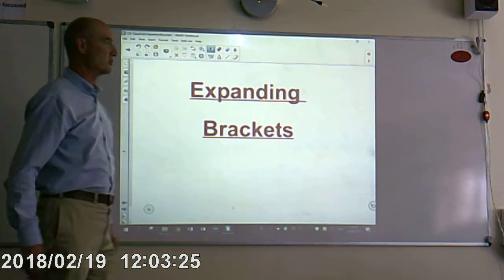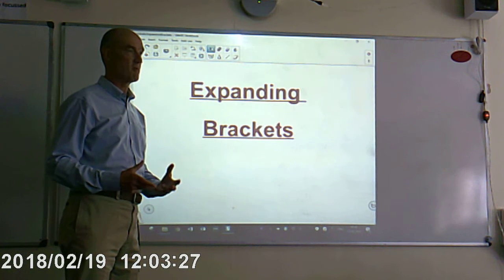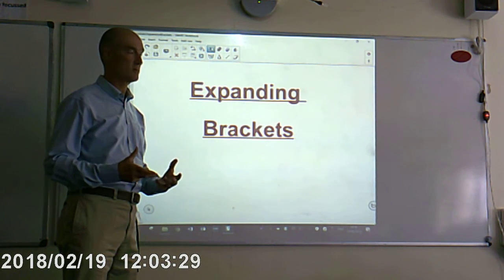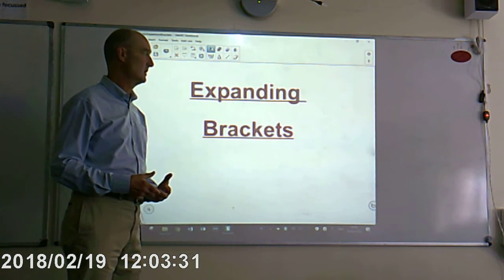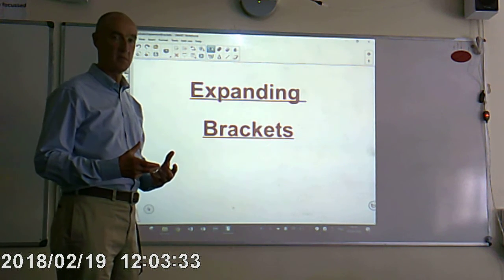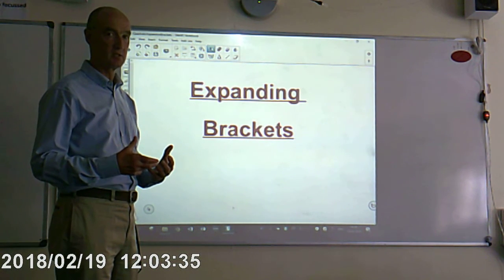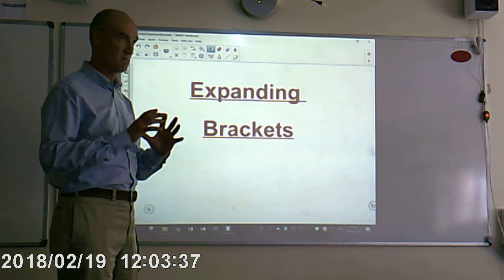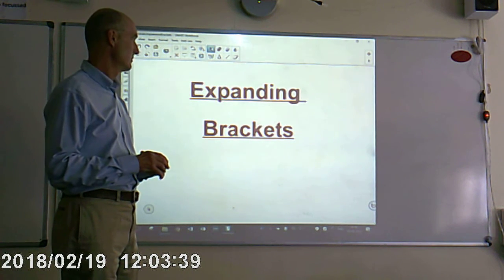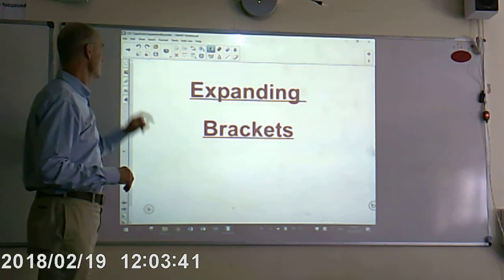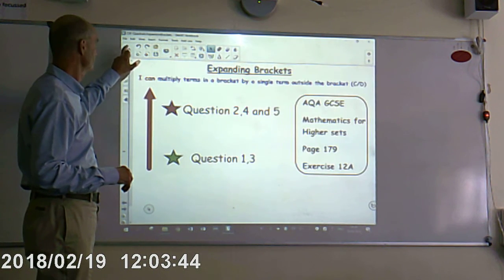Okay, ladies and gents, expanding brackets. I'm going to start off with some very simple examples, or examples hopefully that you will find very simple, and then we're going to go on to expanding double brackets, 2 brackets at a time. Hopefully most of you will be familiar with these topics. We'll start off, as I say, in very simple examples.